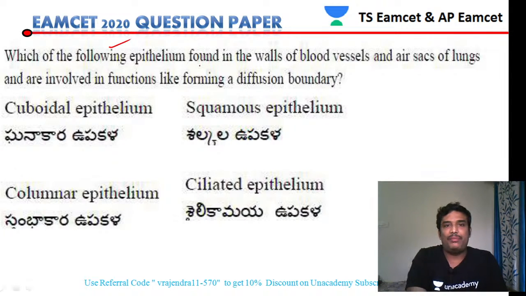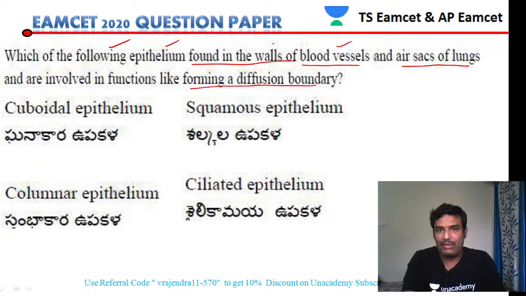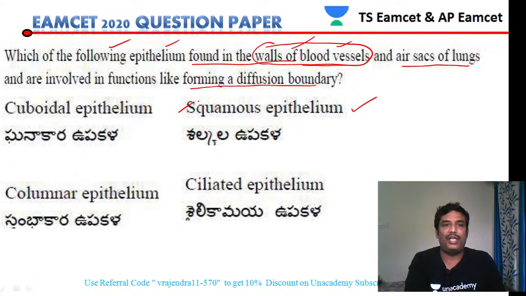Which of the following epithelium is found in the walls of the blood vessels and air sacs of the lungs, and is also involved in functions like forming a diffusion boundary? The walls of the blood vessels have a specific epithelium called squamous epithelium. So the blood vessels are lined by squamous epithelium.